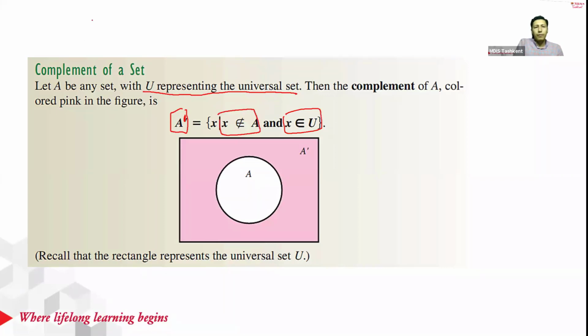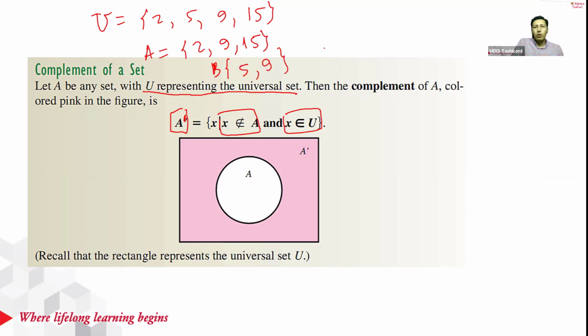For example, let's say U is 2, 5, 9, 15, and A is 2, 9, 15. B, let's say 5 and 9. So complement of A. How to find complement of A? From U, you take out elements of A. So we have 2 here, you delete 2. We have 9, you delete 9. We have 15, we delete 15. What's left? 5. That is the complement of A.